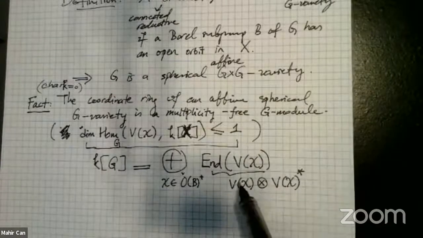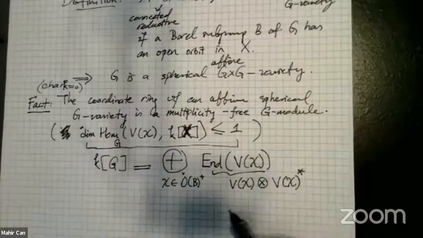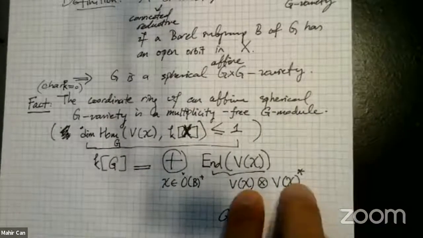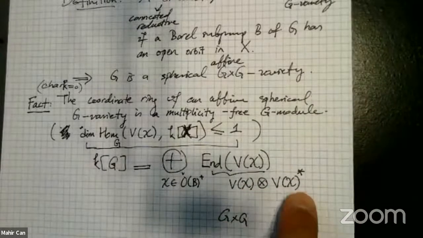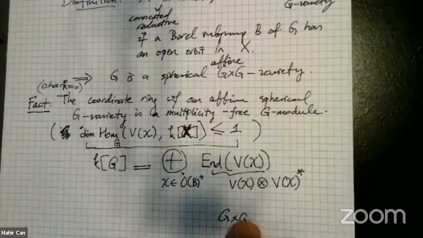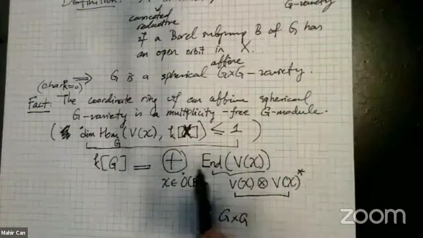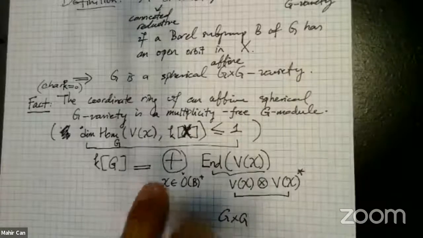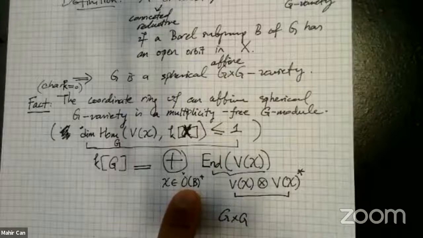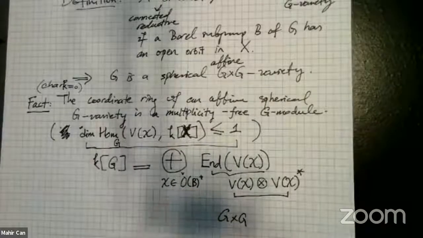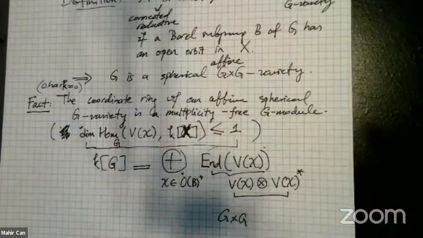And this already tells us that if I view this tensor product as a G cross G representation, of course it's irreducible, because the first factor is irreducible for this, the second factor is irreducible for this. So these are irreducible representations of G cross G. Now we see that in this decomposition, we use all dominant weights of G, but it decomposes into these G cross G representations.